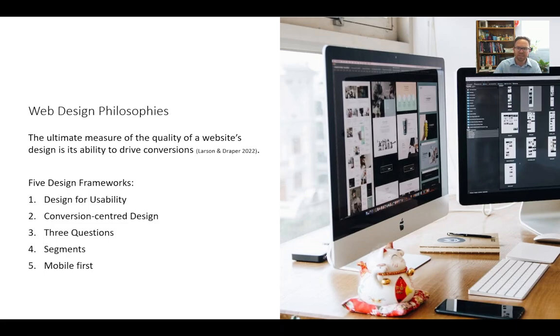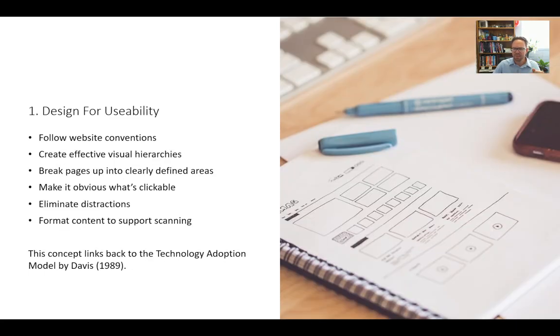So to help with designing good websites, we've got 5 design frameworks that we use. Now the first one is design for usability. The second one is conversion-centered design. The third is 3 questions we ask ourselves to ensure that our web page is doing the right thing. Number 4 is segments, and then the last one is the concept of mobile first. So I'm going to go through each of these 5 in a little bit more detail. So the first one is design for usability.